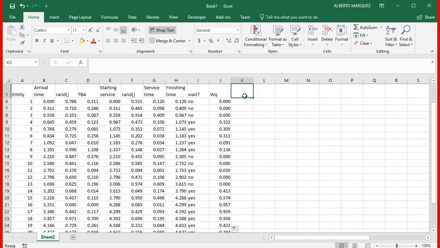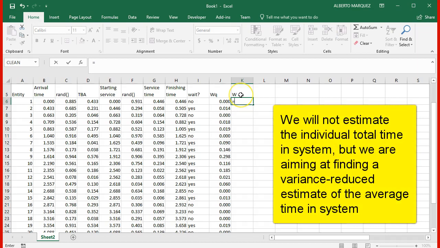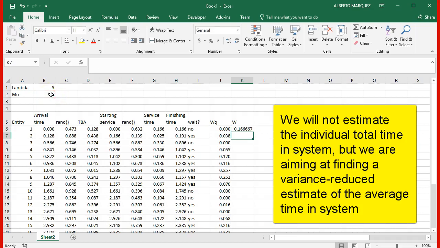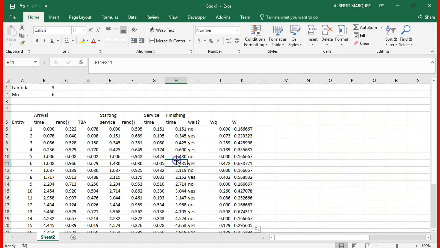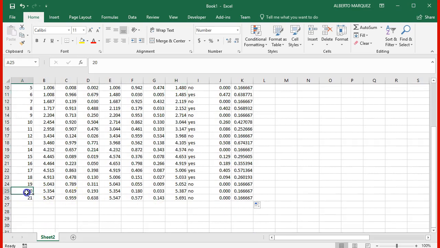And we can estimate the total time in system by using a variation reduction technique. The average service time will be 1 over mu. We have the formula to be WQ plus 1 divided by mu, which was defined as 6. Let me copy this down. Very good. We have now 21 entities.